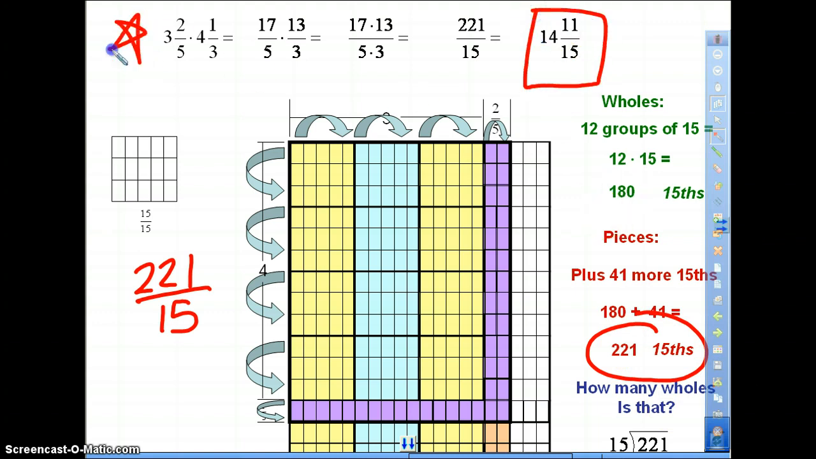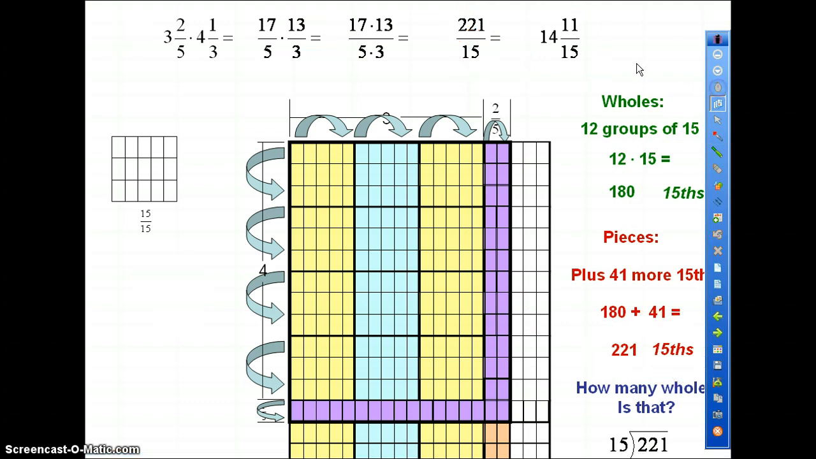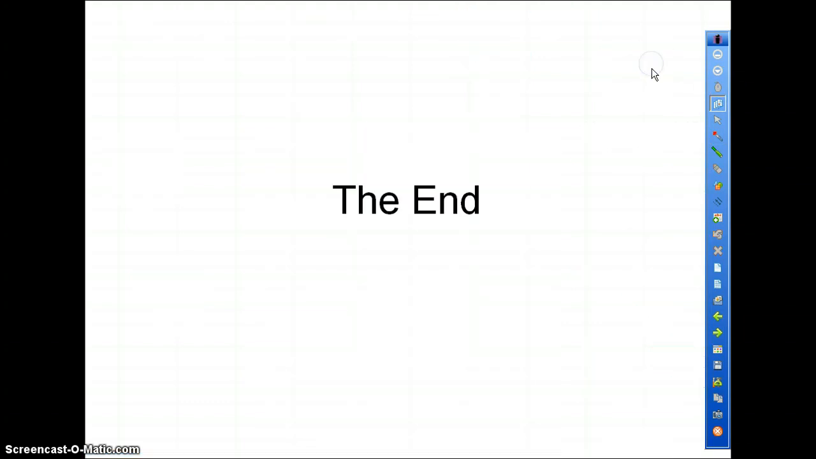Okay? This method right here is your shortcut. Change your mixed numbers to improper fractions, multiply your numerators together, multiply your denominators together, do the long division here, and change it back to a mixed number. All right? That's all there is to it. Good luck with that, guys.